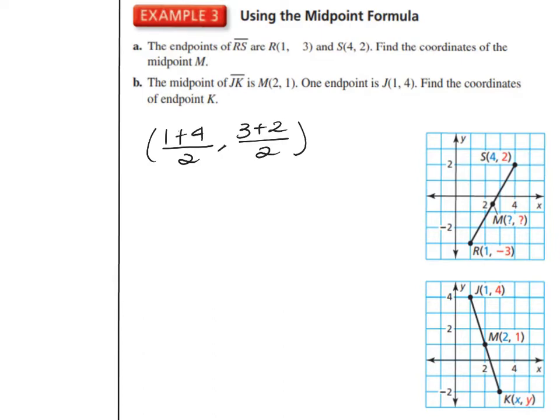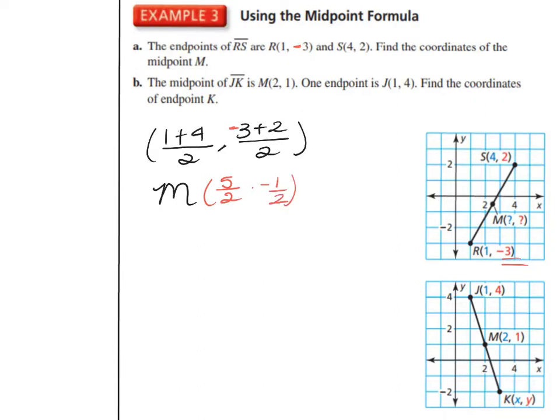Now, how do we label points? Well, we always put the capital letter on the outside that corresponds with the point. So in this case, it's M. 1 plus 4 is 5 over 2. 3 plus 2 is 5. Oh, sorry. The book marked this wrong. This should be a negative, because that's a negative right here. So that's negative 3 plus 2, which is negative 1/2.